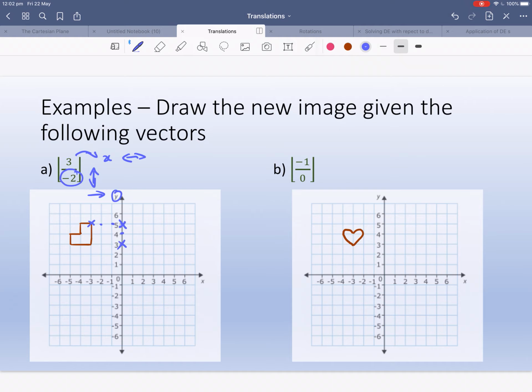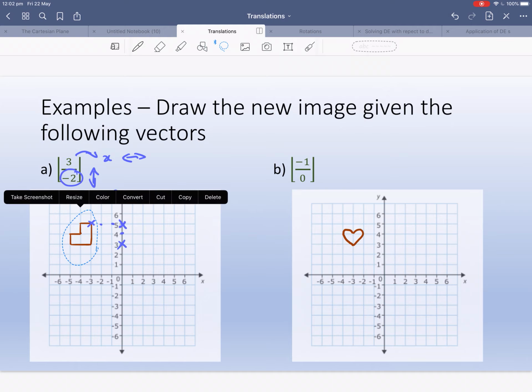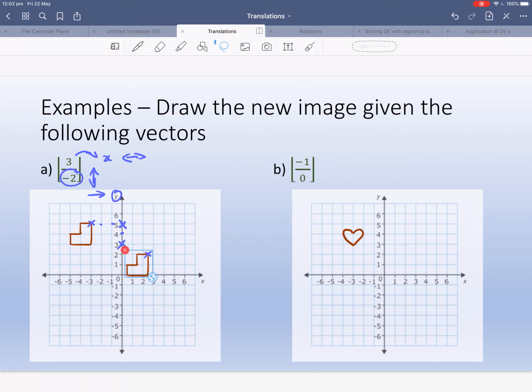Okay. So what I'm going to do is grab my shape and now move it and draw it here. I'm going to do this in a different color. There we go. So if I call this shape A, that will be the A image, like A prime. So what happens is that it has moved across. All right, why don't you pause the video and see if you can move this love heart.